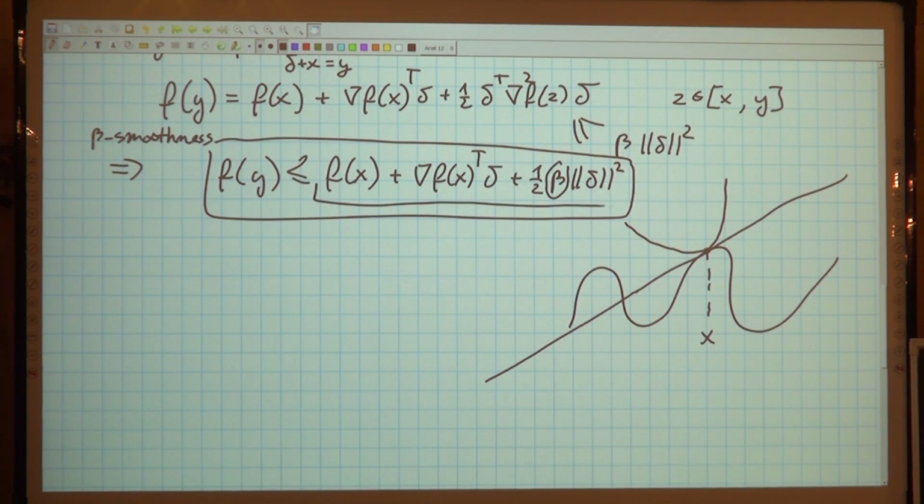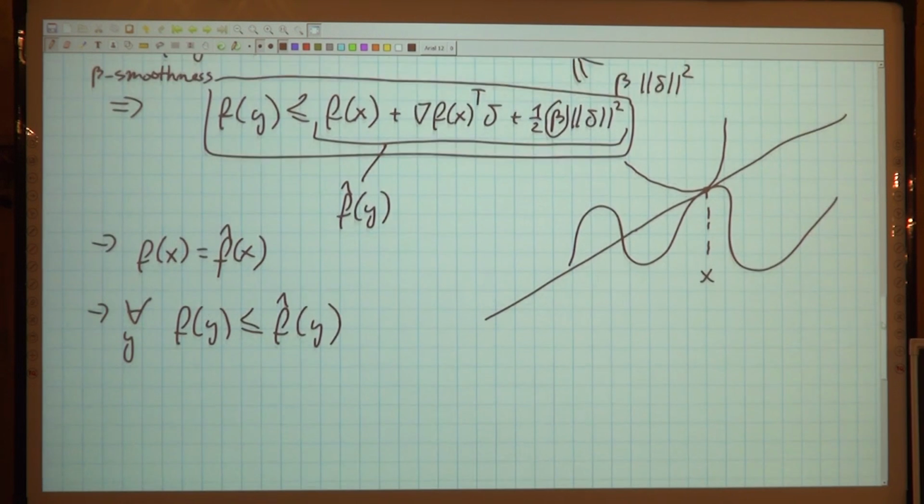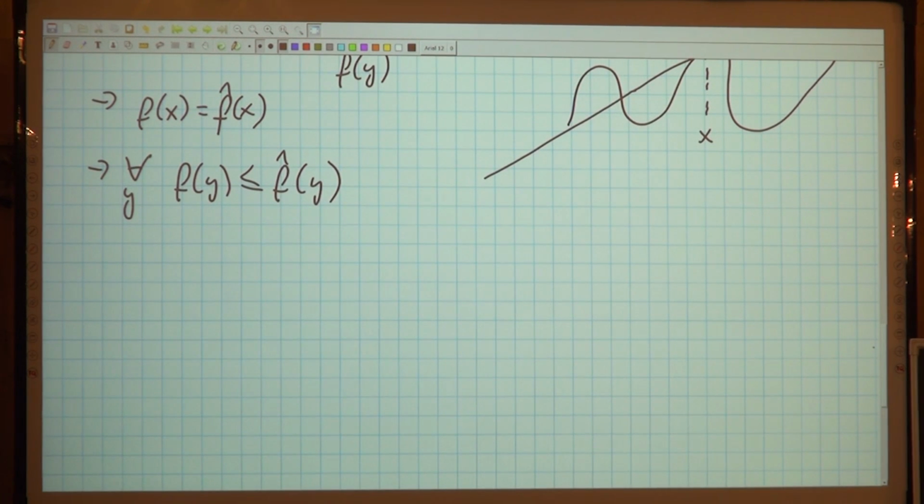If I define this as some kind of f hat, my second order approximation of the function, the two conditions I have are that at x, these two things coincide and have the same value. But for any y, I don't have equality, but at least I know that this is always upper bounding my function, no matter what y is. Okay? So far so good, but that's essentially all that we need to analyze.